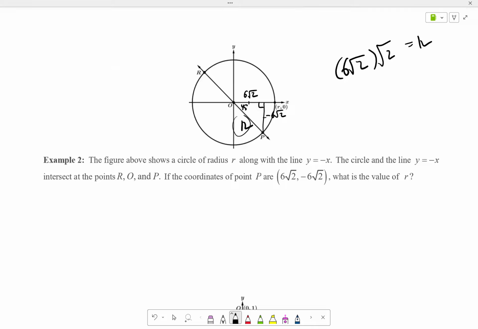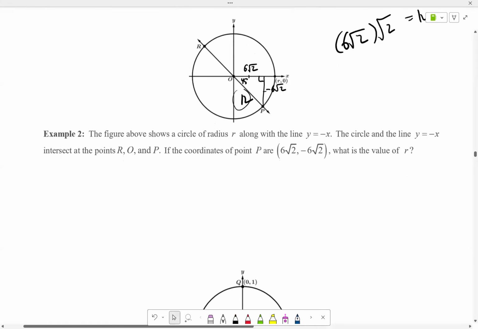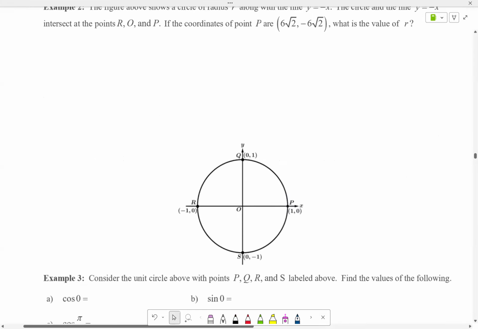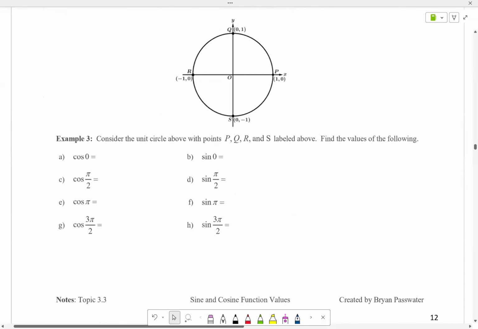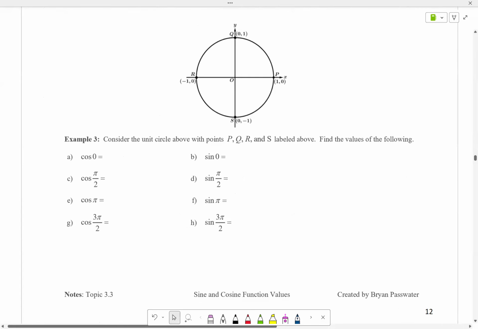Use those special triangles. And if they're not a special triangle, then definitely remember that there is a Pythagorean theorem that is always available for your calculating pleasure.